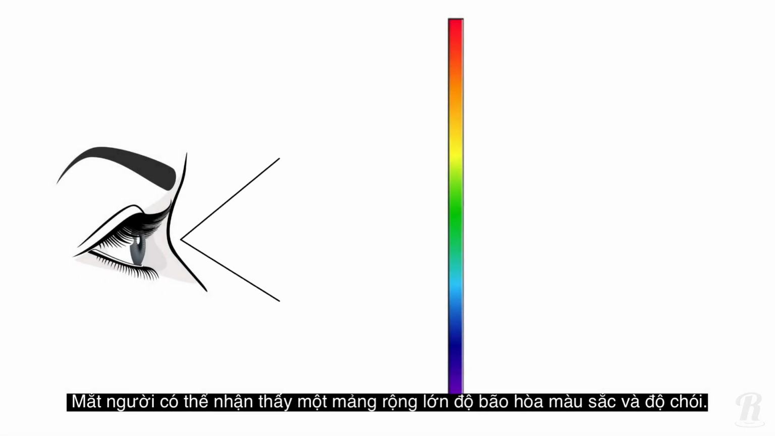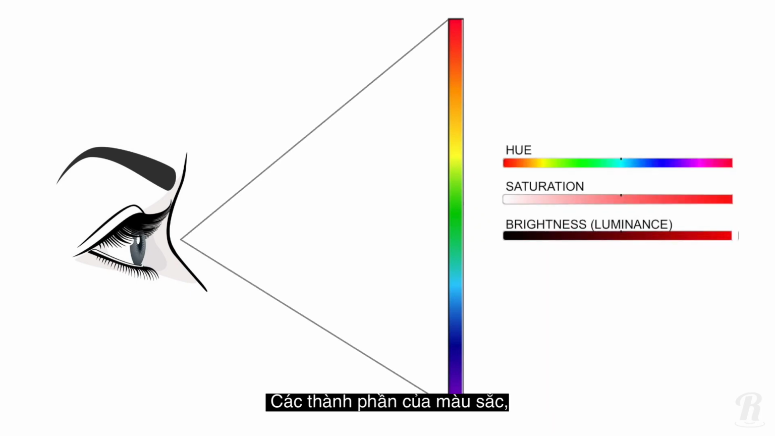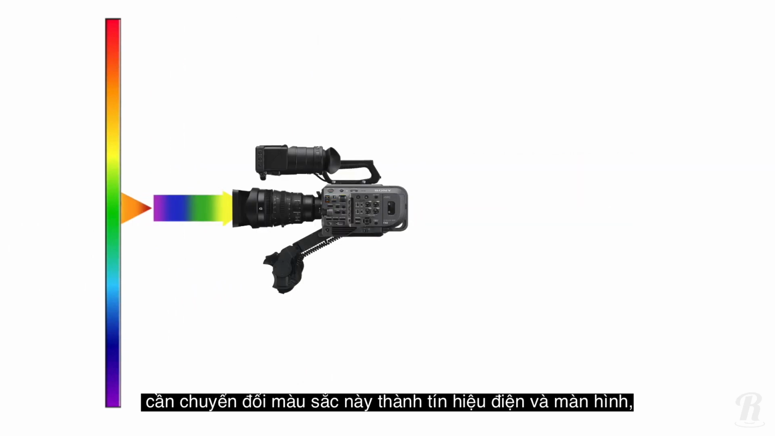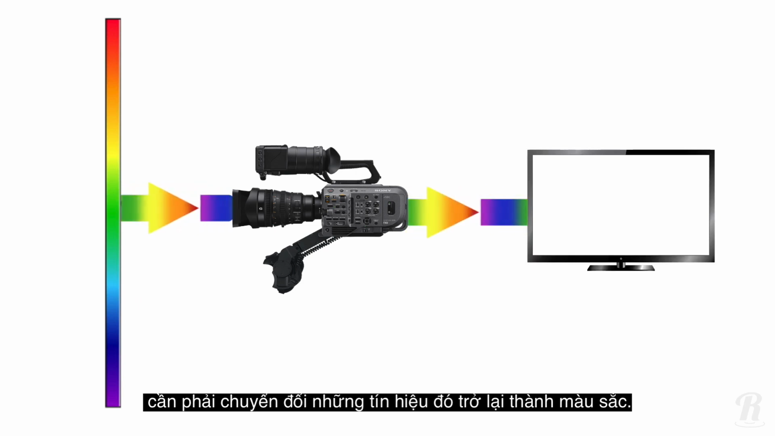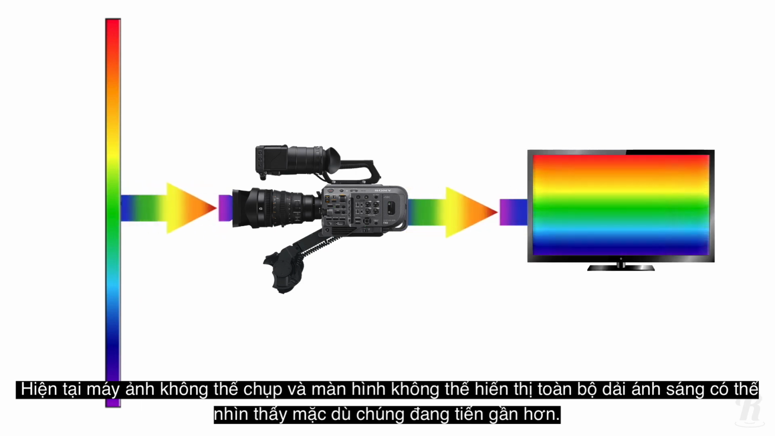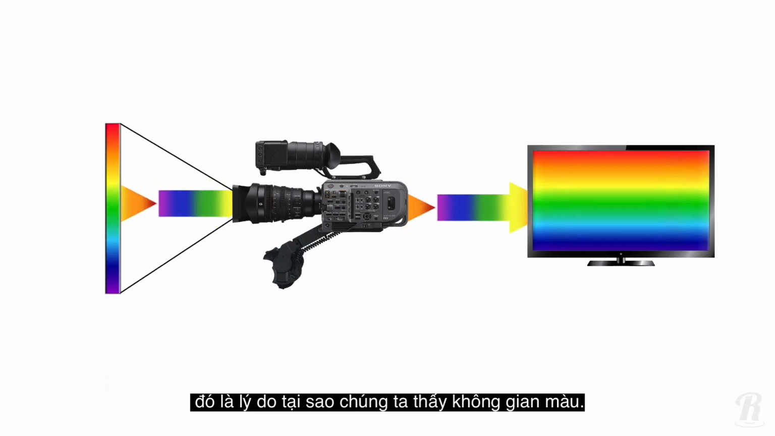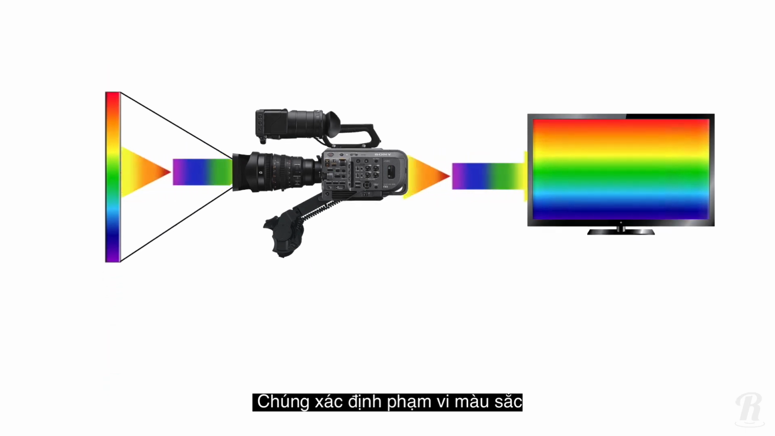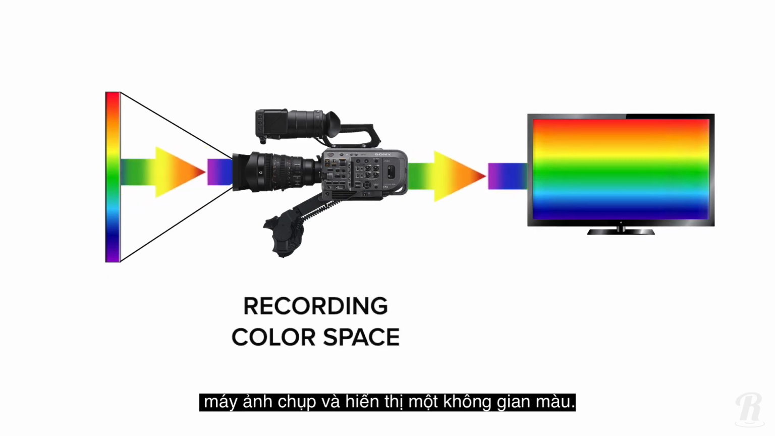The human eye can perceive a vast array of hue, saturation, and luminance, the components of color. Video cameras need to convert these colors to electrical signals, and displays, including the ones on the camera, need to convert those signals back into colors. Currently, cameras can't capture and displays can't display this full range of visible light, although they're getting closer. That's basically why we have color spaces. They identify the range of hues, saturation, and brightness levels that cameras capture and displays display.